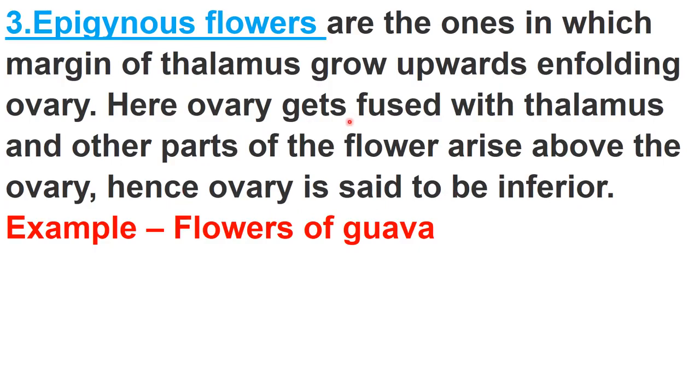Because here ovary is present below the other parts of the flower, that's why ovary is said to be inferior, right? And such flowers are called epigynous flowers, and such a condition is found in flowers of guava.